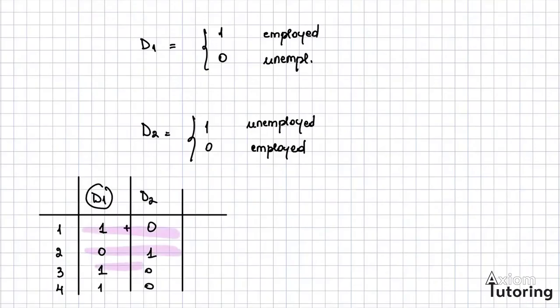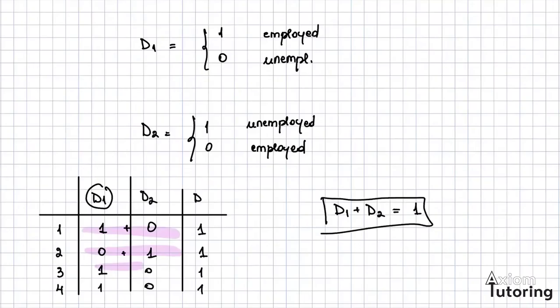1 plus 0, that's 1. 0 plus 1, that's 1. 1 plus 0, 1, 1. So it doesn't matter if you have a 1 for D1 or for D2. At the end of the day, if you take the sum of D1 plus D2, the total is always going to be equal to 1. So this column here, D1 plus D2, is going to be full of 1s. So that's going to be always 1.